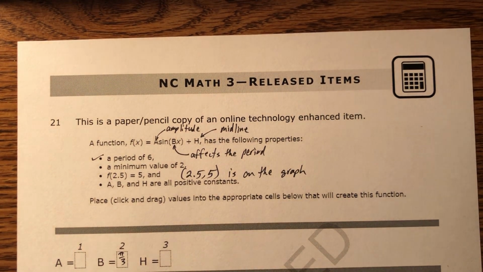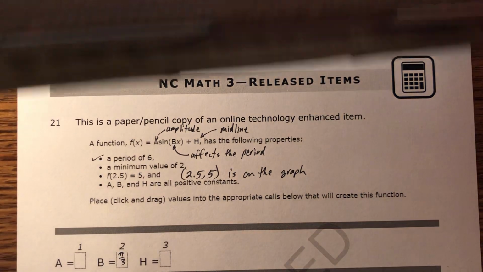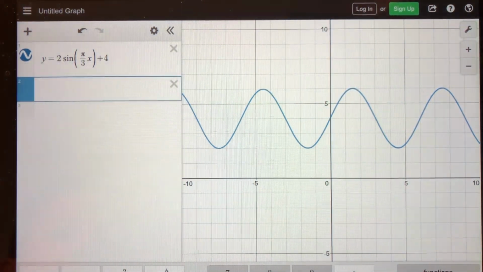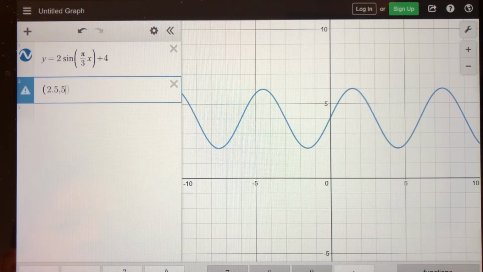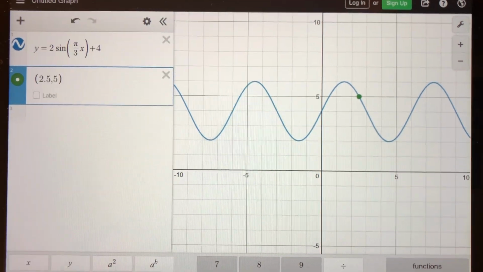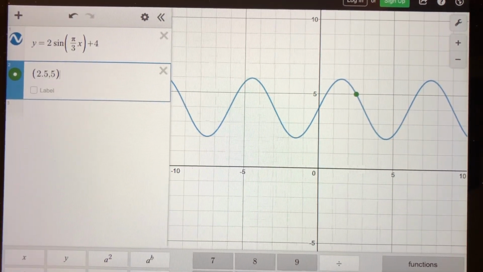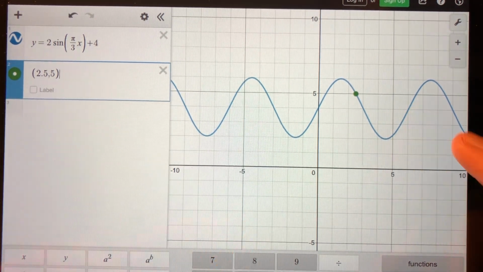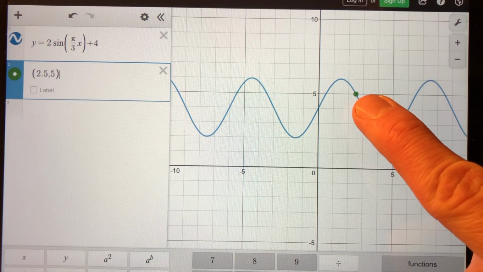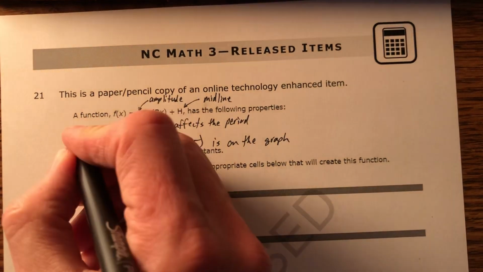Let's graph that point. Let's see what happens. If we graph 2.5 comma 5, let's see if it shows up on our graph. And I'll go ahead and tell you that it does. See that green dot right there? There it is. So we have met the first 3 criteria. So we have a period of 6, the minimum is at 2. It goes through the point 2.5 comma 5. And so check, check, check.